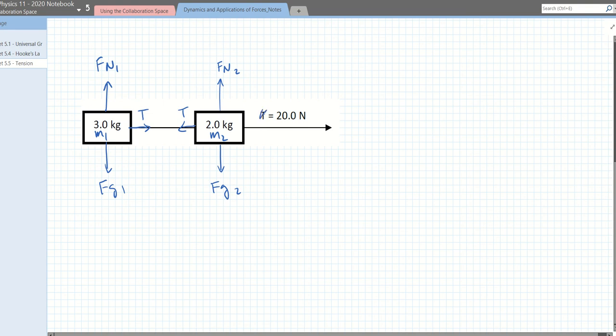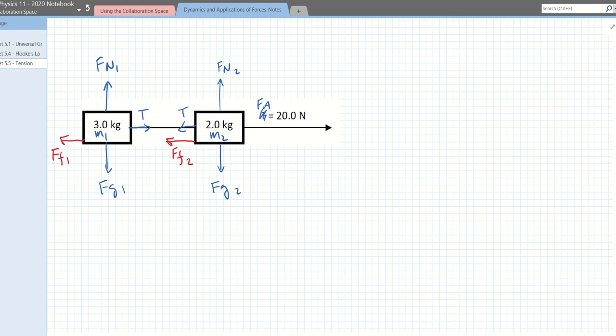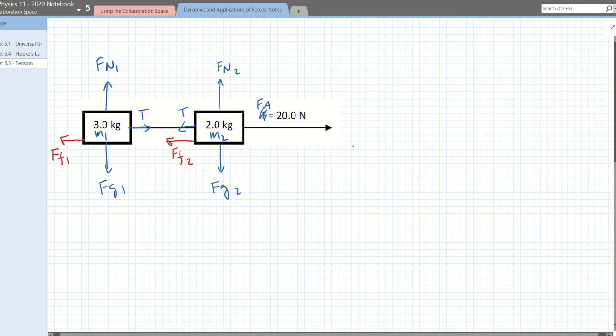Let's change this from T to Fa. That's the force applied. And again, we're adding friction, so we need to add two more vectors here. So we're going to have friction, call this Ff2, force of friction, and this one Ff1. In this case, we don't know what the force of friction is, but we can find it. So let's write the F net for the system. I have all the forces labeled. Basically, I just added two more forces.